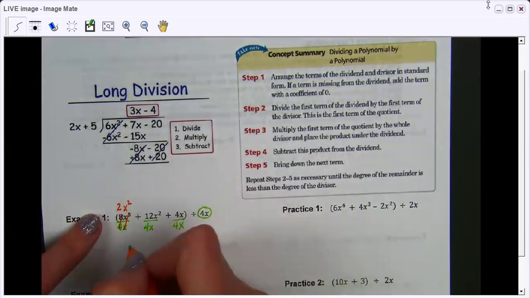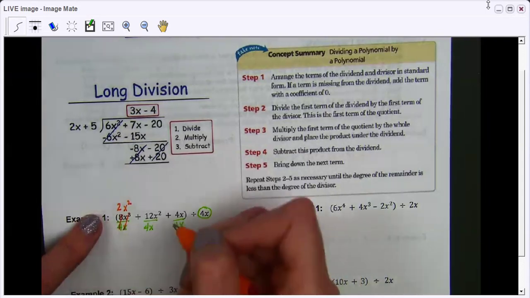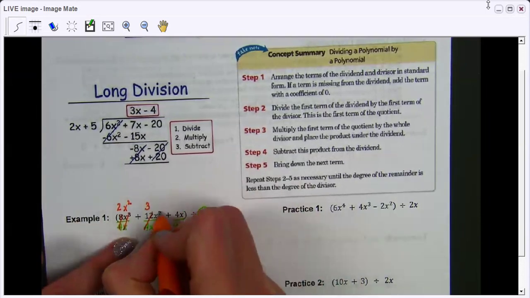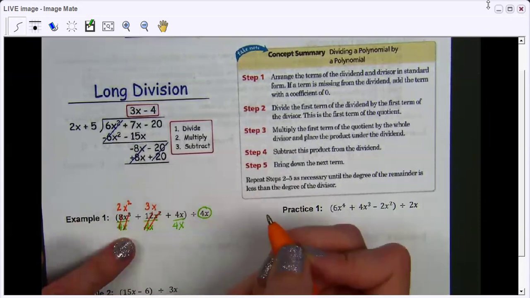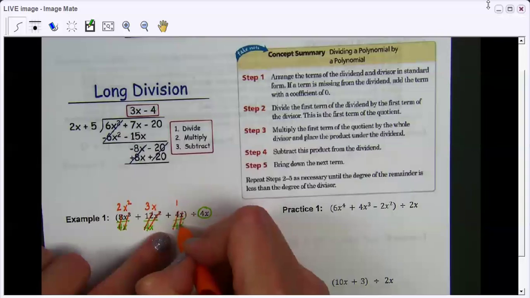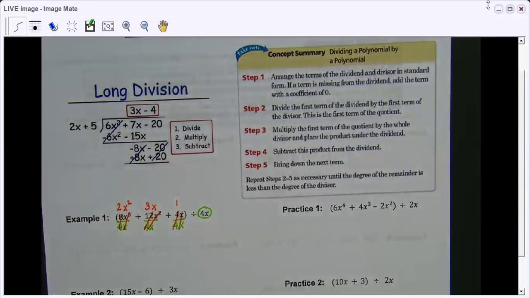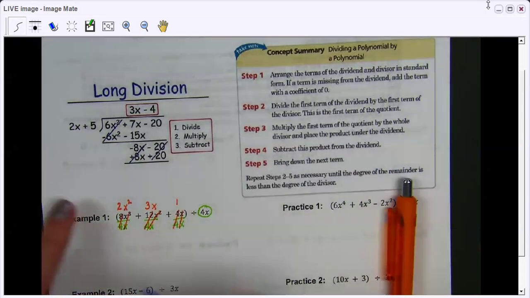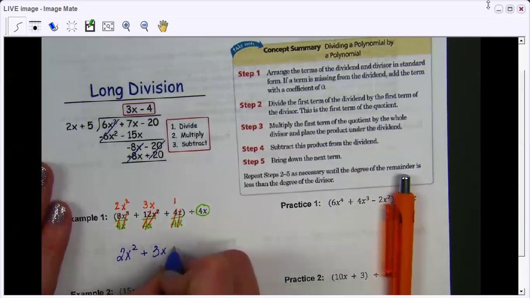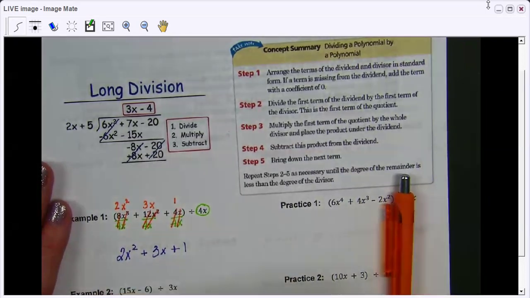Now, if you don't know how I got that, let me know and I'll explain it to you. 12 divided by 4 simplifies to 3. X squared divided by x simplifies to x. 4 divided by 4 is 1, and x divided by x is also 1, but we just cancel out the variables. So now I take what I've simplified, and I write my final answer as 2x squared plus 3x plus 1. And that is my final answer.